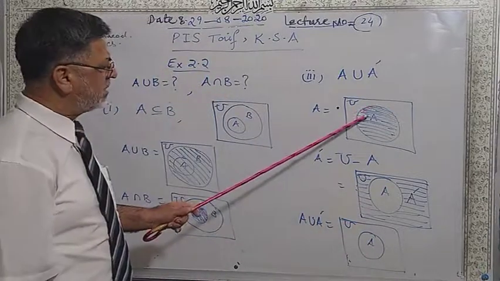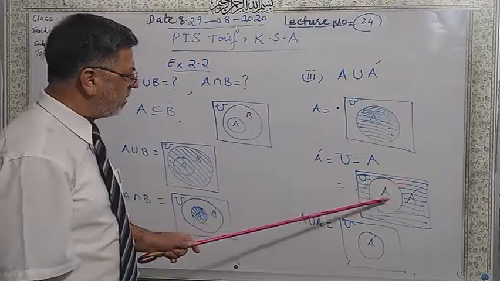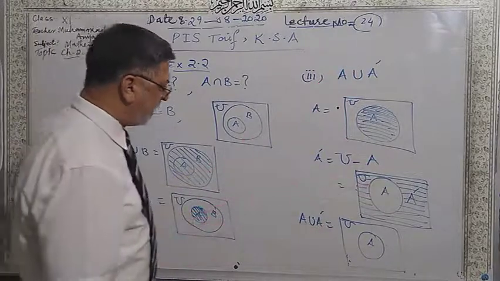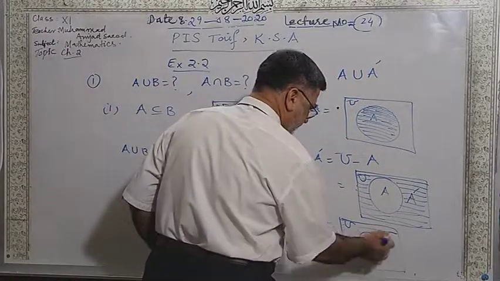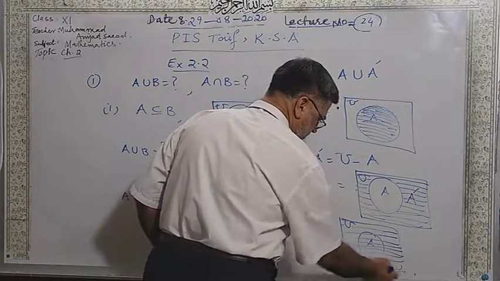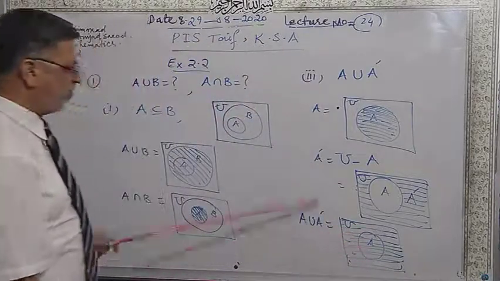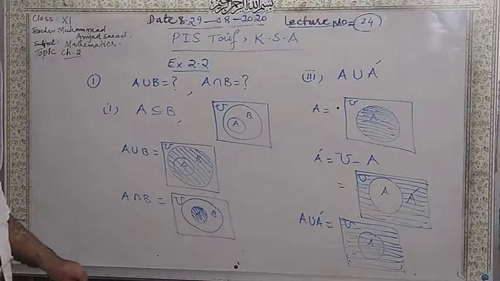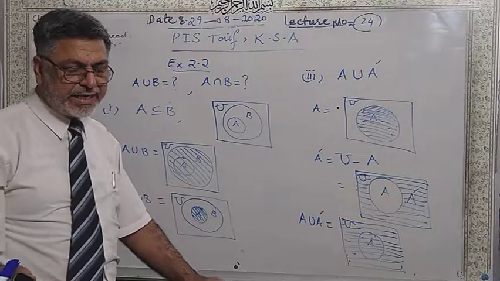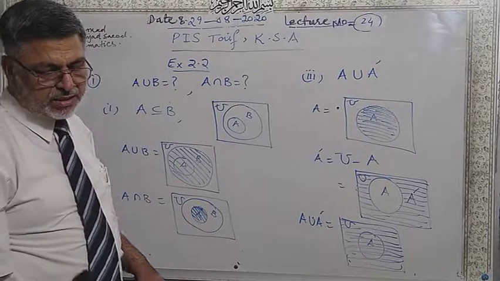This is the shaded portion, and this is the outside-A shaded portion. When you take the union, you combine them all. So in this way, this will be your A union A complement. I hope that you understood this. After that, we have A and B are disjoint sets, and A and B are overlapping.